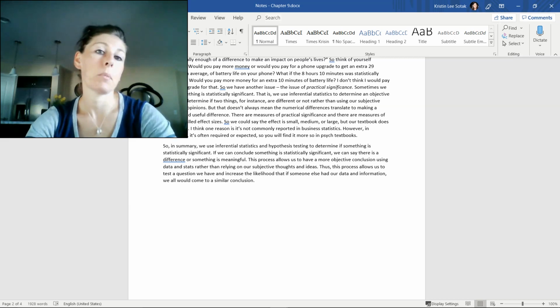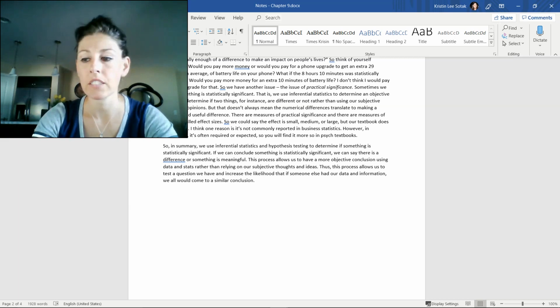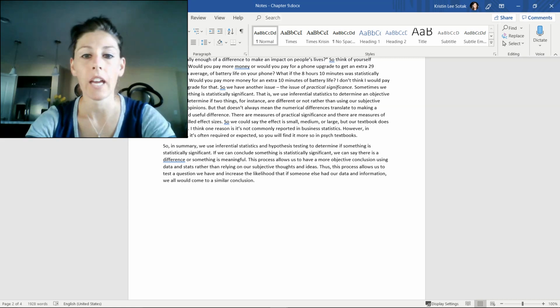Effect sizes come in sizes: small, medium, and large. If you have a large effect, that basically says that the effect that you found, that significance, is pretty influential and does have an impact on what you're looking at.